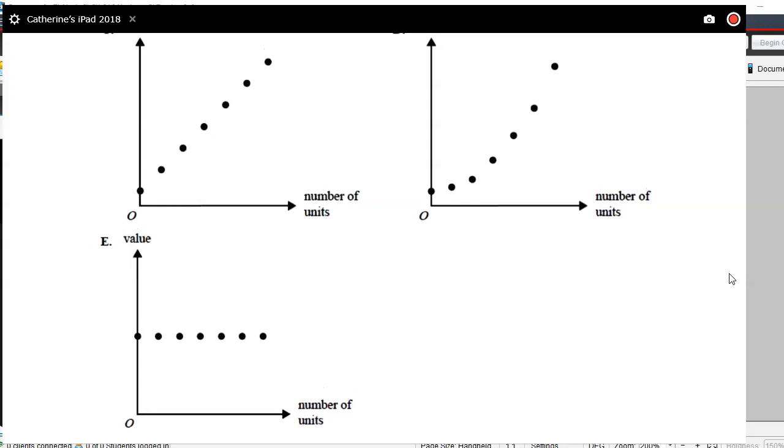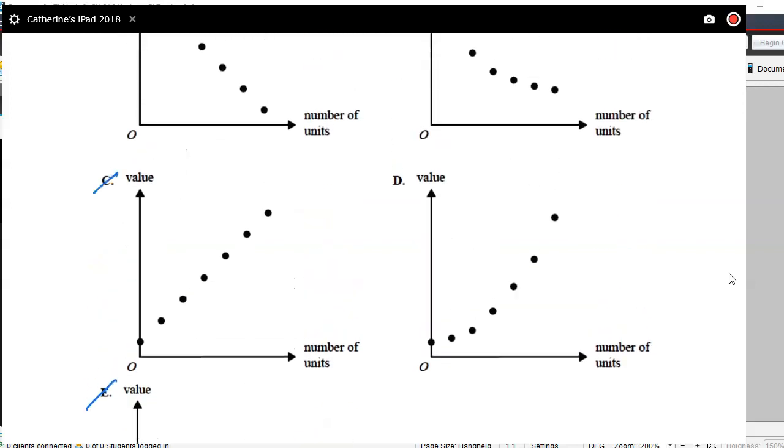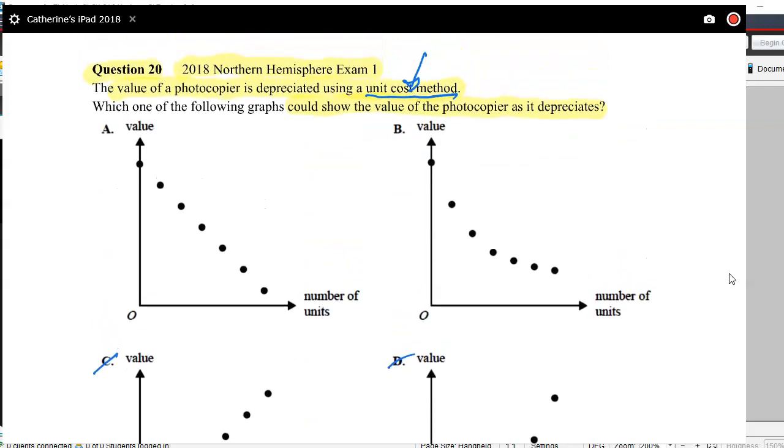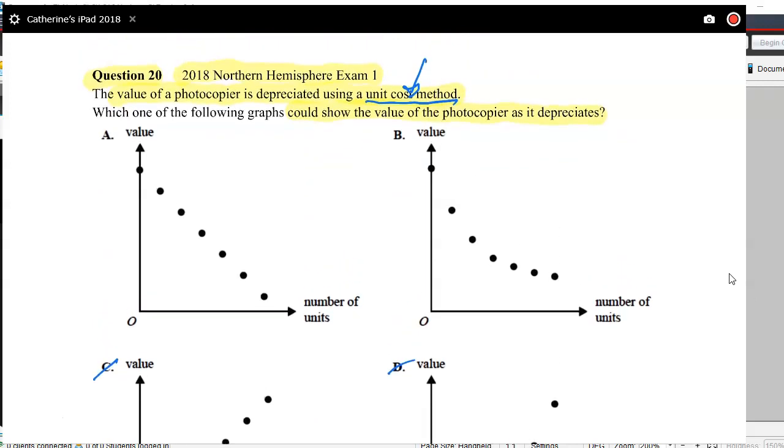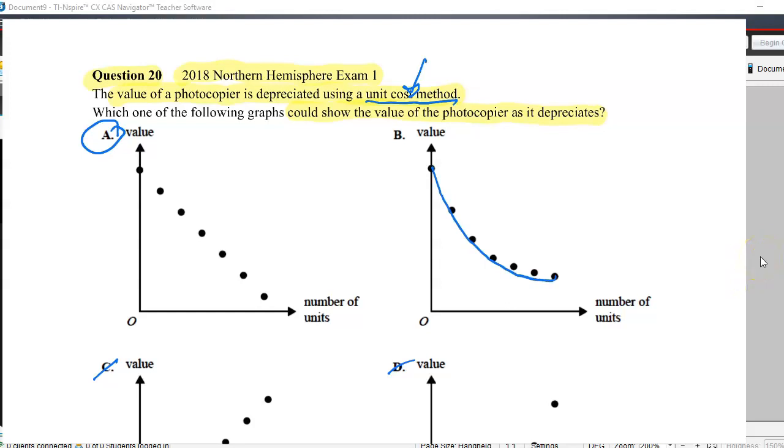So you can see it's not E because there the value hasn't changed. It's not C or D because there the value of the photocopier is increasing, and that doesn't make sense. All right, so here we're down to A or B. And because it's unit cost method, meaning that we're going down by the same amount each time, it's got to be A, because it's that linear relationship there, that straight line. This one, B, there's a curve there. It's decreasing by a different amount each year or each unit of paper. So it's got to be A.